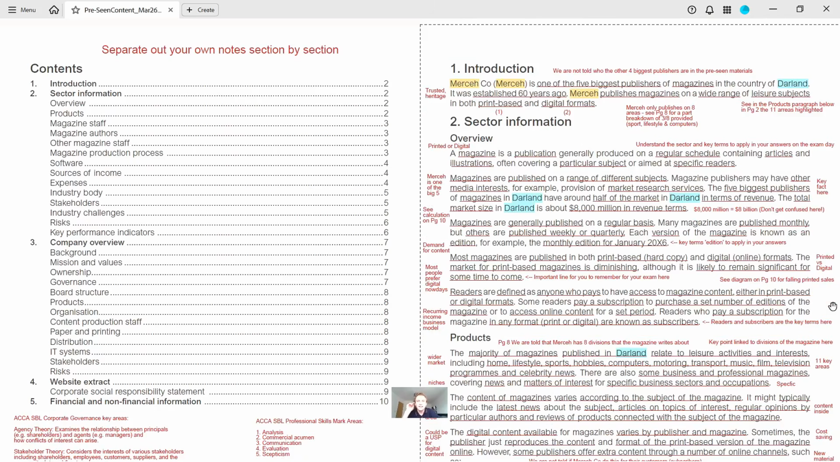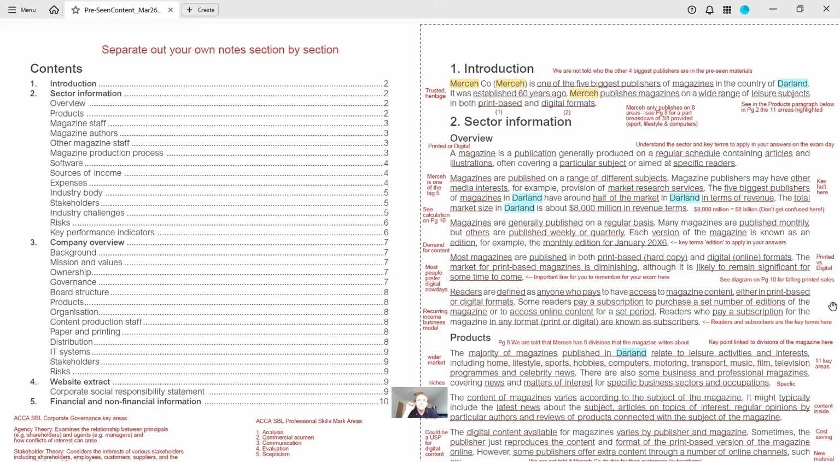Now, coming on to the right-hand side, we have the introduction for Merceh Co. It's one of the 5 biggest publishers of magazines in the country of Darland. Key bits for you to get down there. Darland, one of the biggest 5 publishers, but we are not told who the other 4 biggest publishers are through the pre-seen materials. So no names are actually provided. It's established 60 years ago, so again, very trusted, lots of heritage on there. But Merceh Co publishes magazines on a wide range of leisure subjects in both print-based and digital formats. So plenty for you to actually consider in terms of how the company operates.